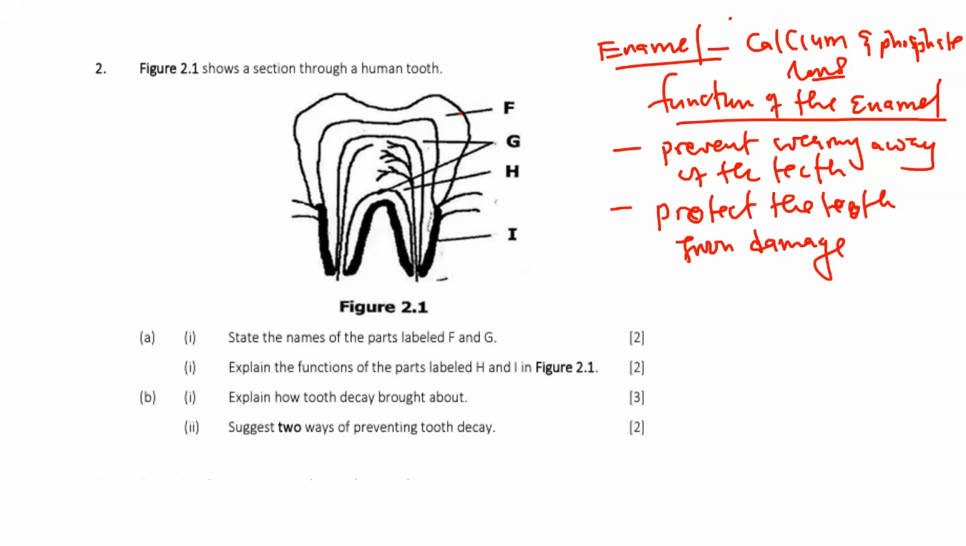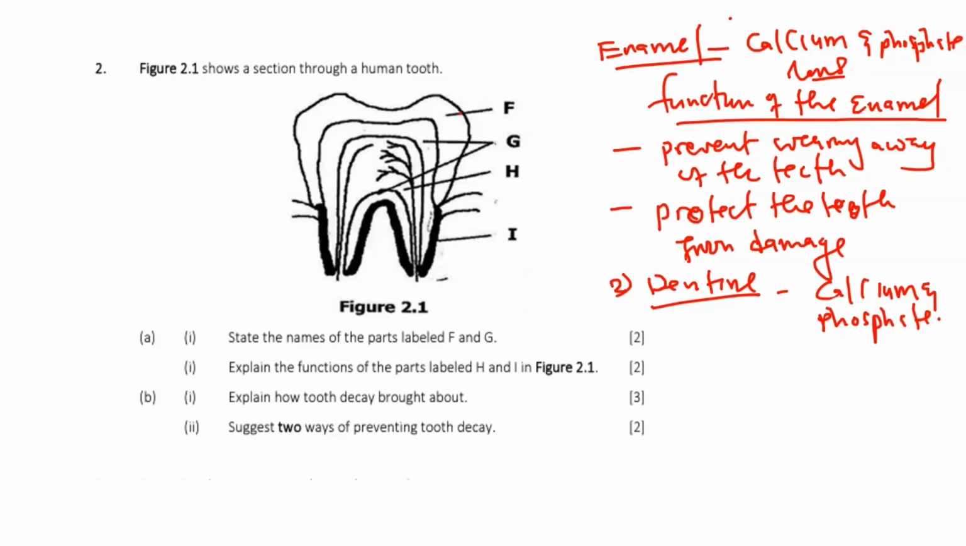The other part that we can look at, perhaps the second one, is called the dentine. The dentine is bone-like tissue made of calcium and phosphate ion. So it is also made of calcium and phosphate ion. It is found right down below the enamel.